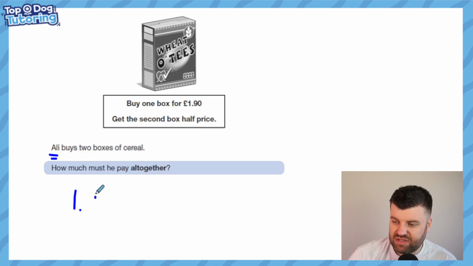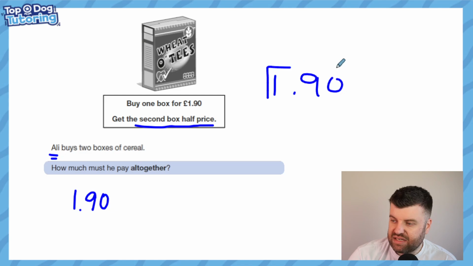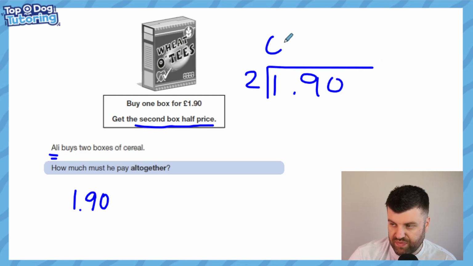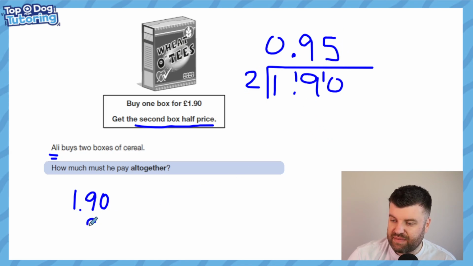Well, the first box is £1.90. And if we buy a second box, it's half price. So let's take our £1.90 and let's just use the bus stop this time to divide by 2. I can't do that. Decimal goes up. So 2's into 19. Well, I can get to 18. 9 2's are 18 with 1 left over. And then 2's into 10 go 5 times. So that means the second box will be 95p on this deal.